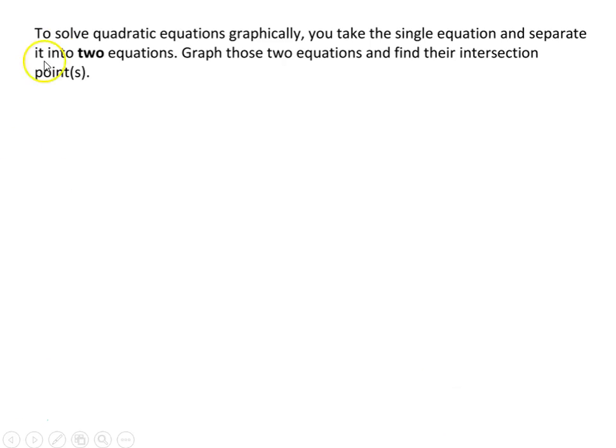So to solve a quadratic equation graphically, we're going to take the single equation and separate it into two equations, kind of like we did with absolute value. And then we're going to graph those two equations and find the intersection. And where they intersect is where the solutions are.